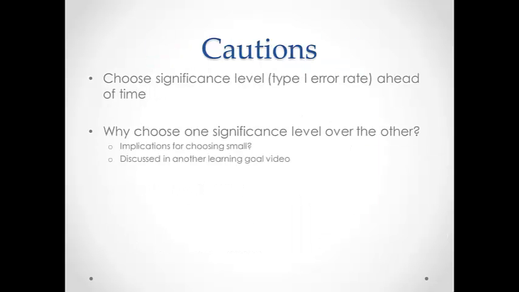A couple of words of caution. You should always choose your significance level, now we can call that the type 1 error rate, ahead of time. Why should we choose one significance level over the other? Why are we using 5% instead of 1% or 10% or something else? What are the implications for going really, really small, trying to minimize the number of type 1 errors we might make? We'll discuss some of those ideas in another Learning Goal video.